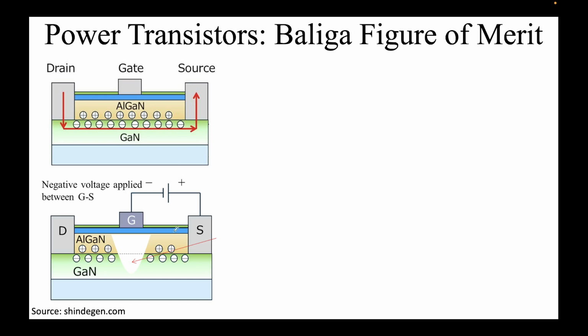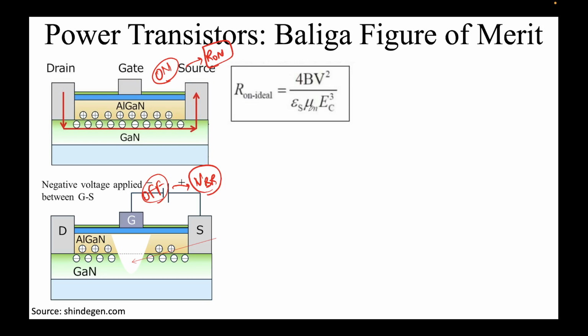Here again these are the same two schematics from your on and off states. This is your on state, this is your off state, and which are the parameters we talked about? In the on state, we had R on, that is the parameter we are focusing on. In the off state we are focusing on breakdown voltage, VBR. So how are they related? They are related by this expression, and these are the numbers which we can expect. These are some ideal numbers, but they are dependent on the mobility. So we're talking about only electrons, where the electrons are the conductors.